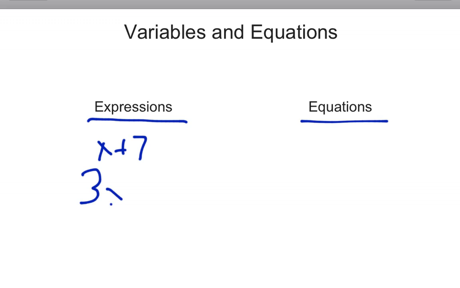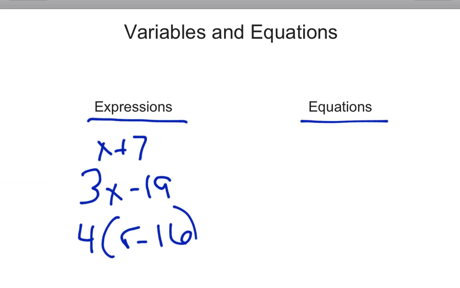Something more complicated, things that we've been working with recently. 3x minus 19 would be an expression. And then finally, even if we had something that was a distributive property, like 4 times the quantity of r minus 16, now, of course, we could even simplify that a little further if we wanted to. We could take that and do 4 times r is 4r, and then 4 times the negative 16 gives us a negative 64. So we'd get 4r minus 64. That would be the same thing. Really makes no difference. It's still an expression because it does not have the equal sign.